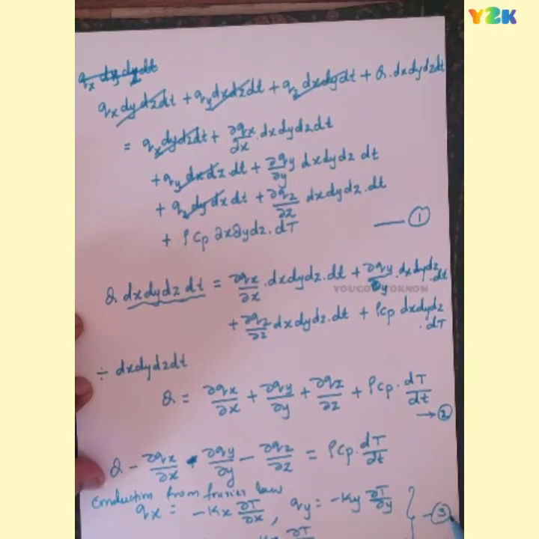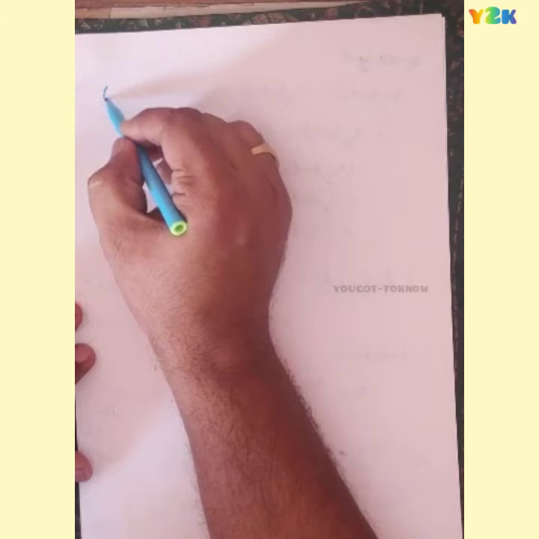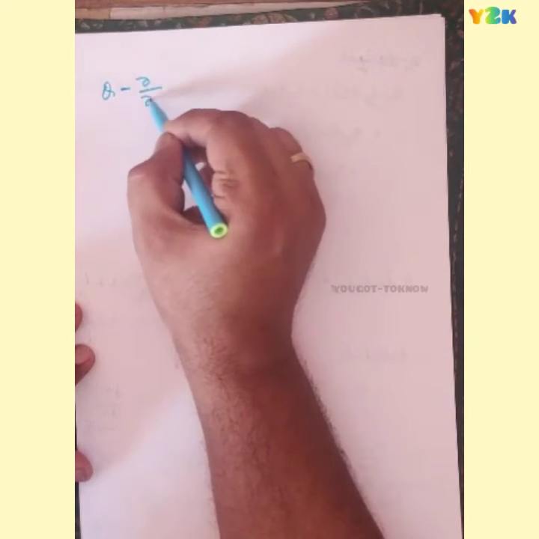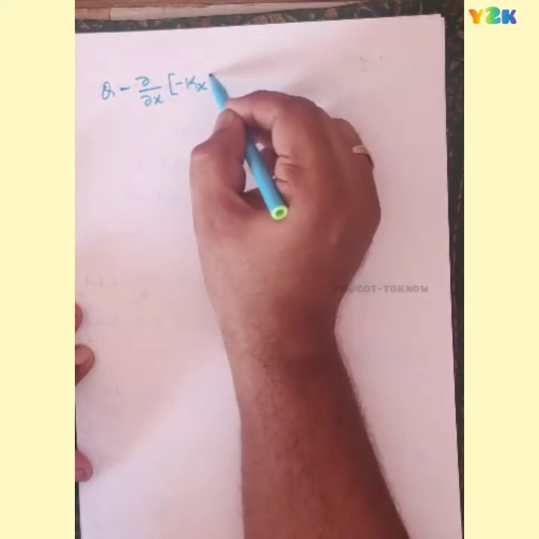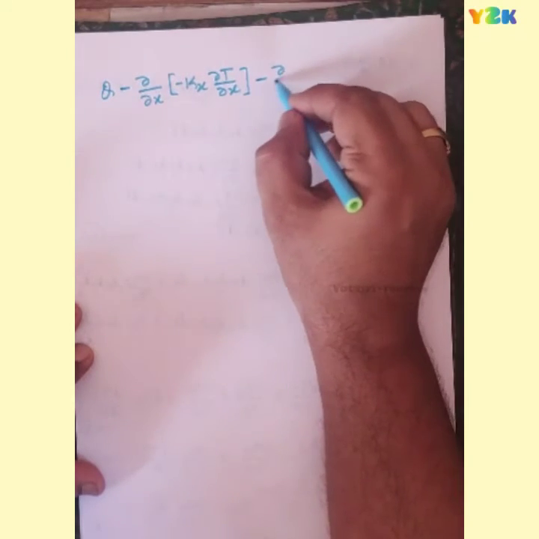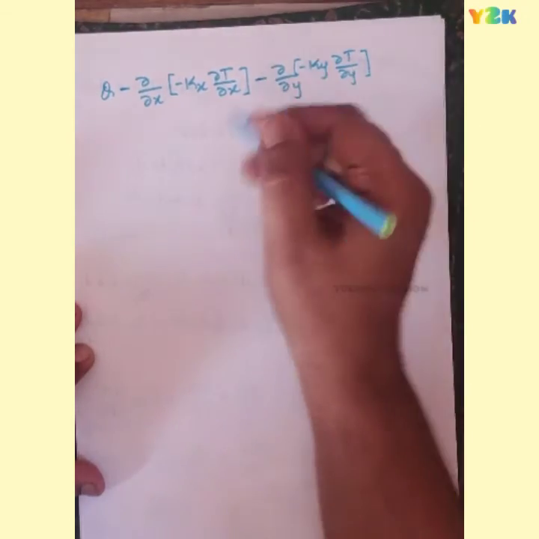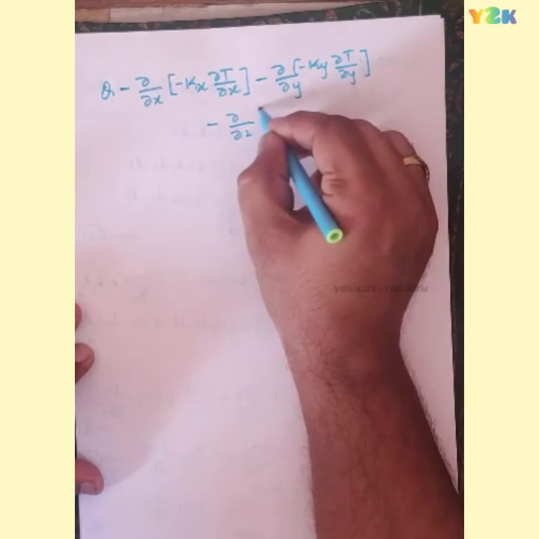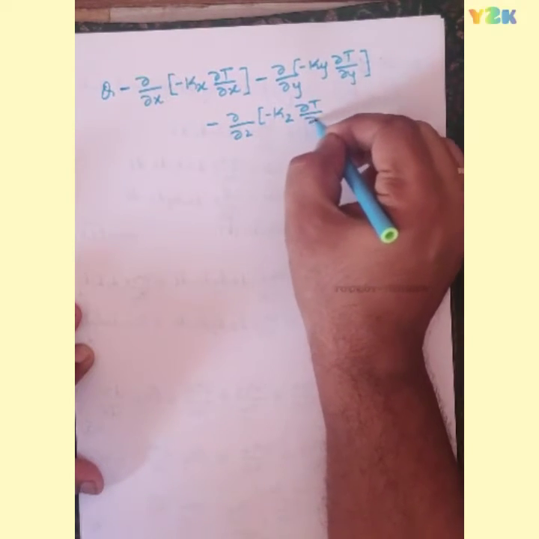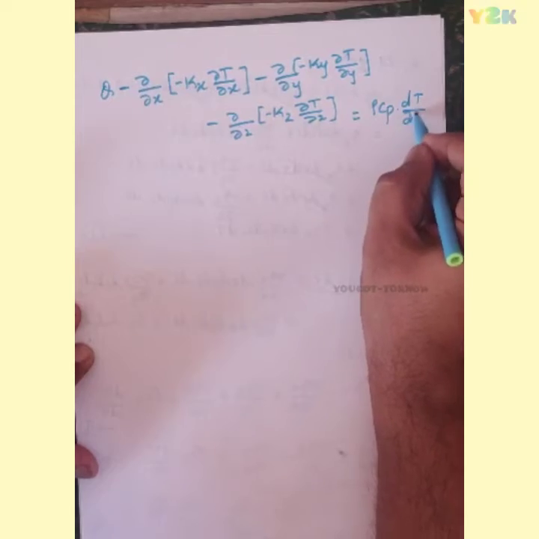Now take this as equation number 3, and substitute back in your equation number 2. If you substitute it, what happens? Just observe. q equals minus of ∂/∂x into minus kx into ∂T/∂x, minus ∂/∂y of minus ky into ∂T/∂y, minus ∂/∂z into minus kz into ∂T/∂z, equals rho cp into dT by dt.